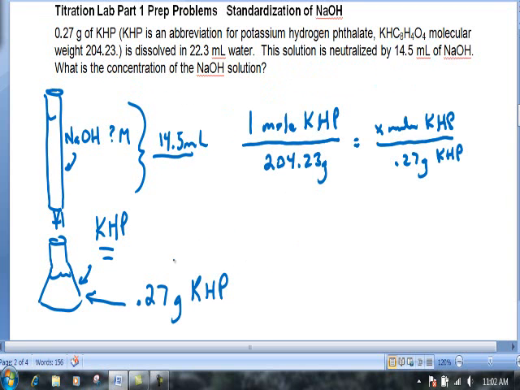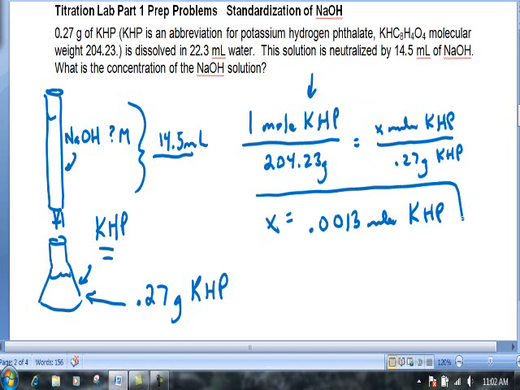We can use the grams of KHP that were used to set up a proportion. We know 1 mole of KHP has 204.23 grams, so there'll be X moles of KHP present in our 0.27 gram sample. Solving for X gives us 0.0013 moles of KHP got neutralized by the addition of our sodium hydroxide. Because KHP is a monoprotic acid, meaning it has 1 hydrogen to get neutralized, the sodium hydroxide and the KHP react in a 1-to-1 ratio.